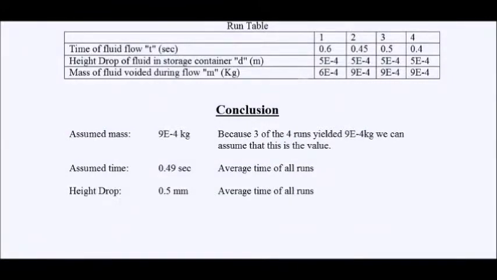Looking at the 4 runs that were practiced, we see that the mass of 3 of the 4 runs produced 0.9 grams of fluid. Given that runs 2, 3, and 4 are very consistent, we consider run 1 an outlying condition and consider the mass to be 0.9 grams expelled. The average time is 0.488 seconds. We assume that to be the time. The average height drop for each run is 0.5 millimeters.